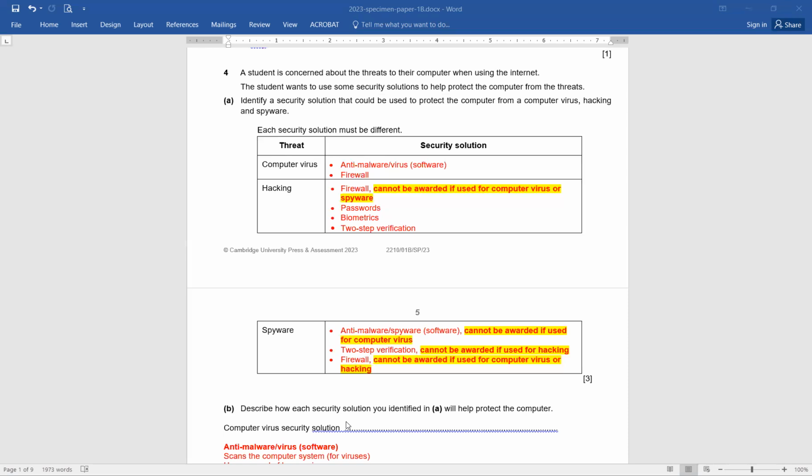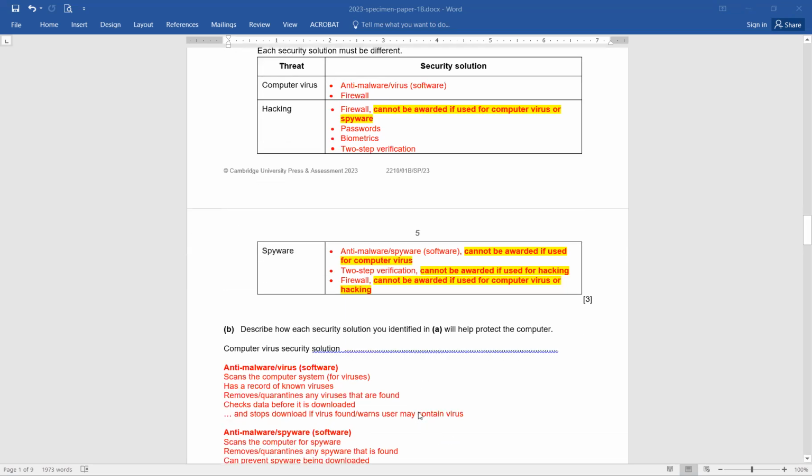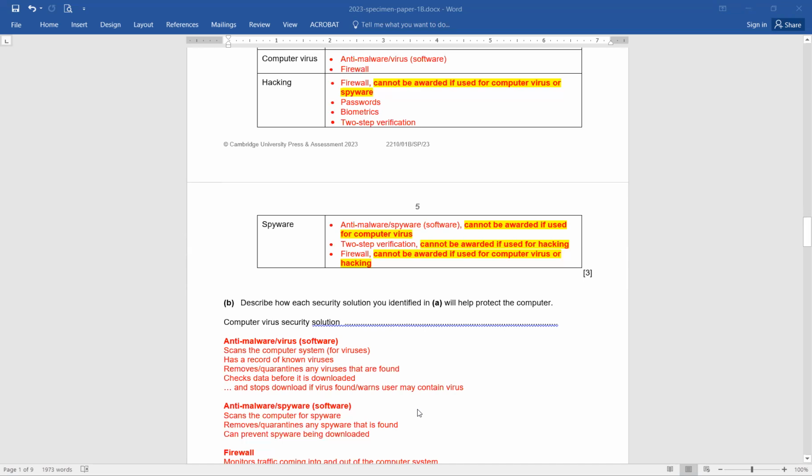Okay. After we are done with this 3-mark question, the next part, B, is dealing with explanation, describing how each solution you identified in part A will help you protect your computer system. Now, if, for example, a student has written anti-malware or antivirus, then he has to write down 2 bullet points for this. Very simple.